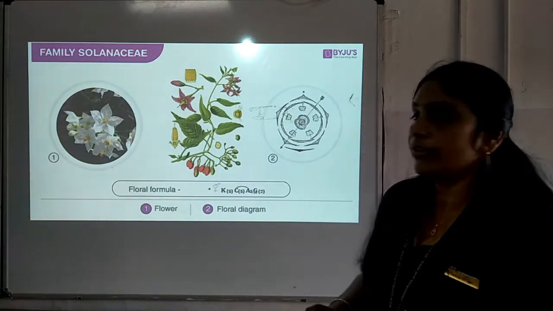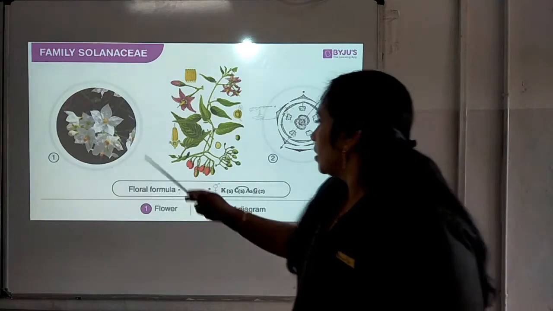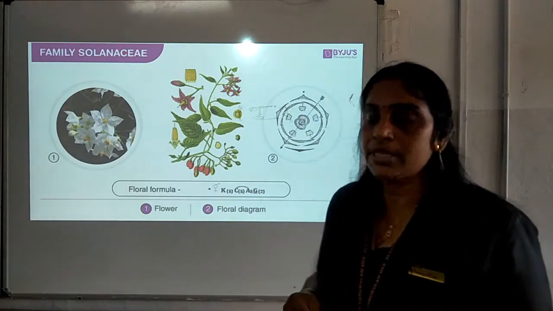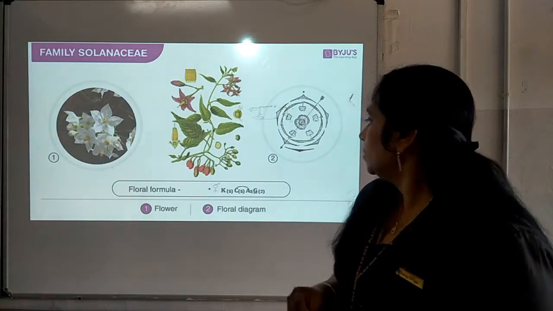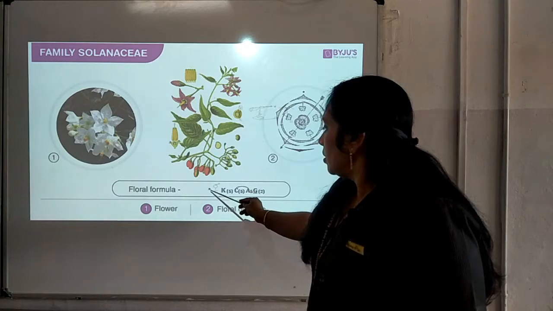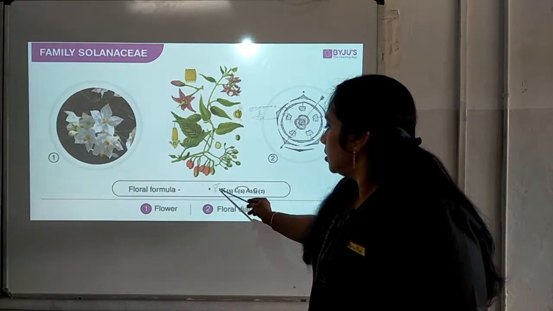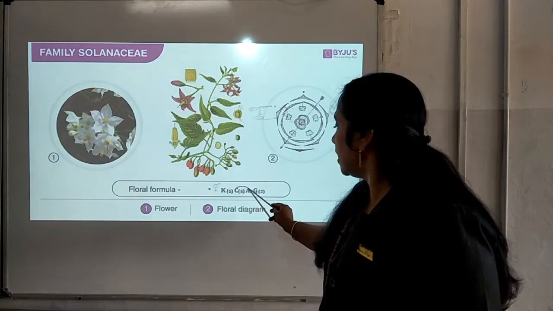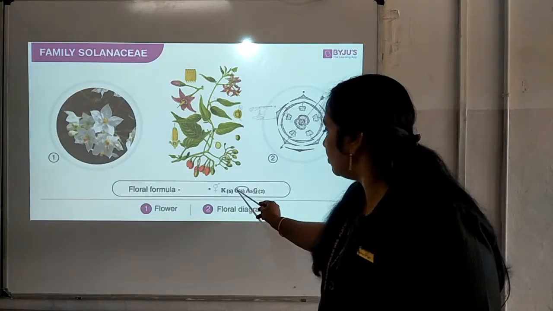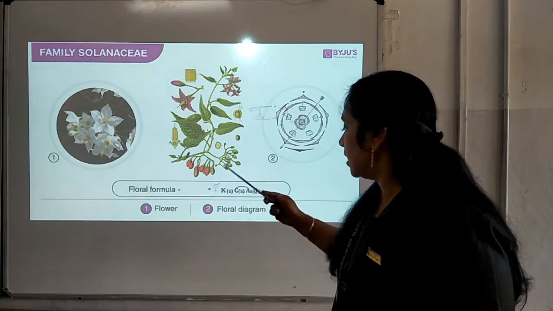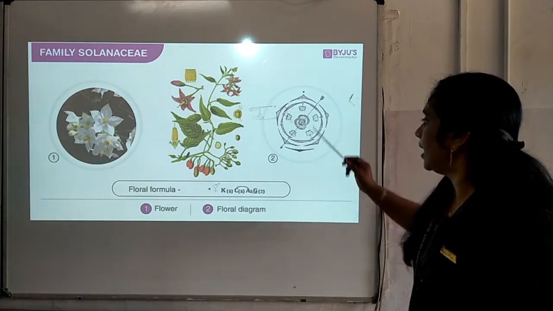You can see family Solanaceae again. I think you would have seen this flower, it is a flower of a chili plant. Based on that, you can see here: actinomorphic, bisexual, calyx 5 united, corolla 5 united, androecium 5 which is epipetalous, gynoecium superior, 2 and syncarpous, and this is the floral diagram.